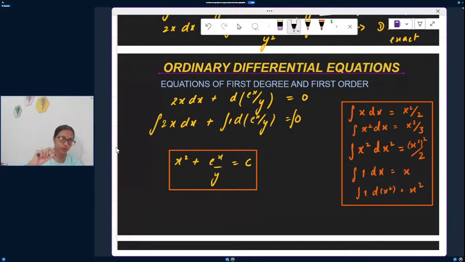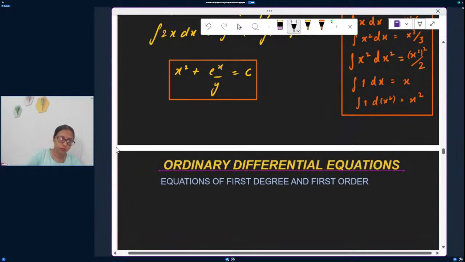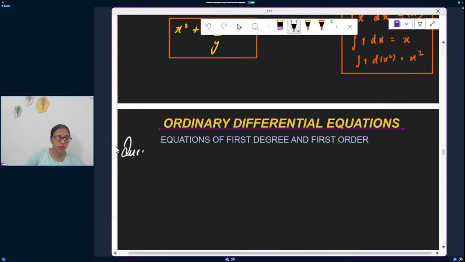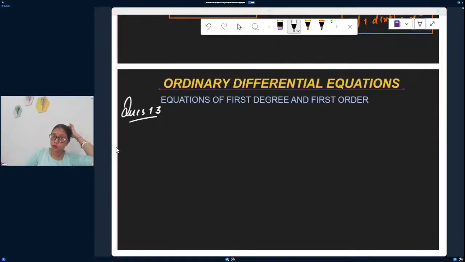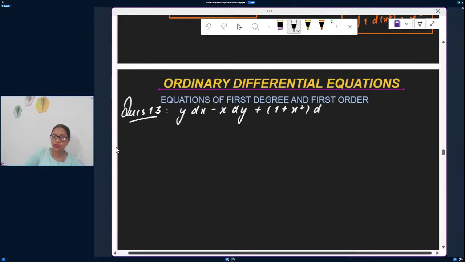So in this particular part, you need some practice. Keep these formulas in front of you and try to apply them in the question. Question number 13 is: y dx minus x dy plus 1 by 1 plus x square dx plus x square sine y dy is equal to 0.